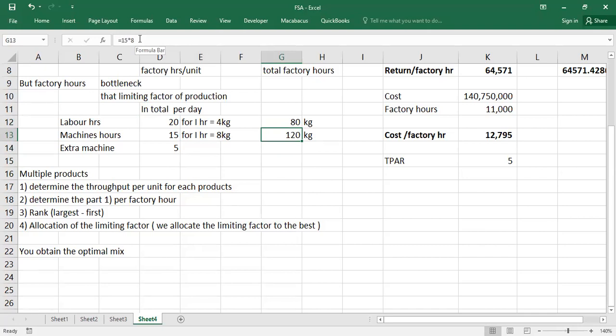Whichever, given its limitations, that the maximum is maybe 20 and 15 respectively, the one that gives you the highest output is not the limiting factor. The limiting factor is the one that gives you the least output. I hope I've answered you on that question. So let's get back to this one.